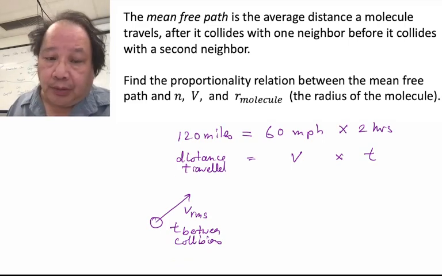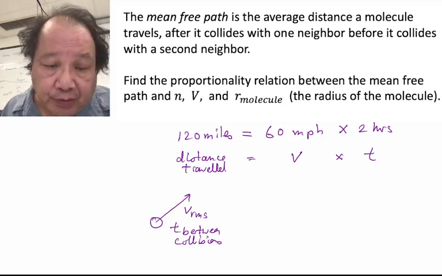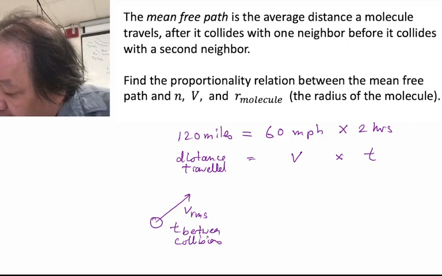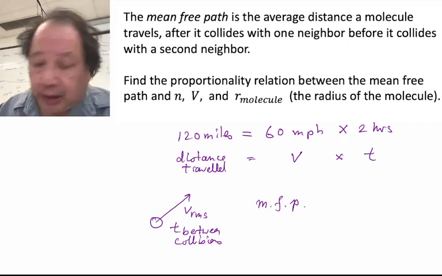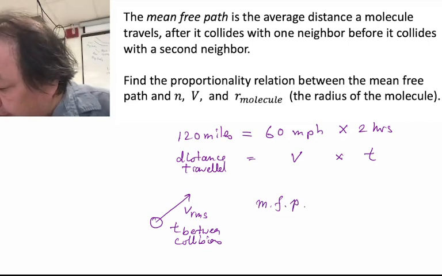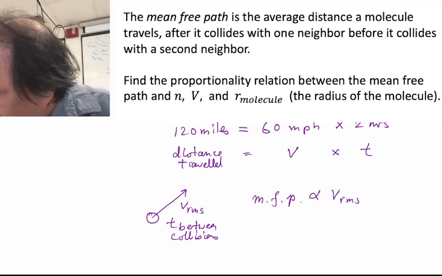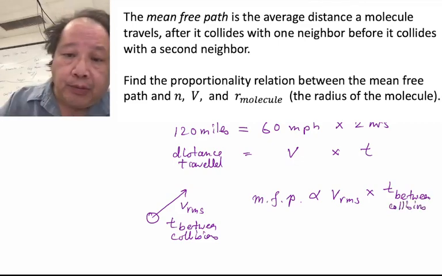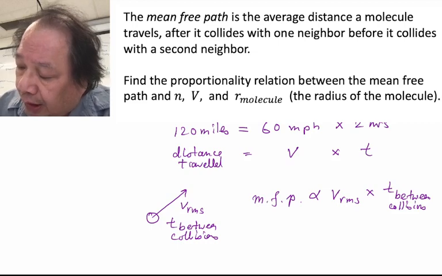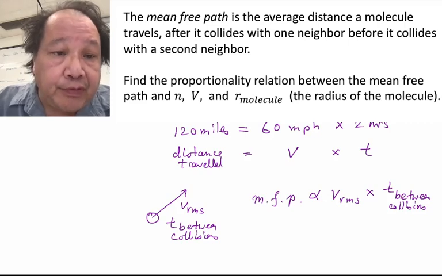The distance traveled in this case, the time between the collisions times v RMS, is the mean free path, which I'll abbreviate MFP. The mean free path is the distance traveled, and it is going to be proportional to the v RMS times the time between collisions. And when you look at this relationship, I think one's first reaction is that if you double v RMS, you'll double MFP.